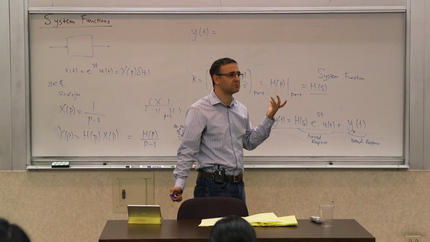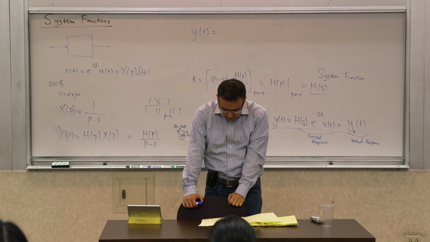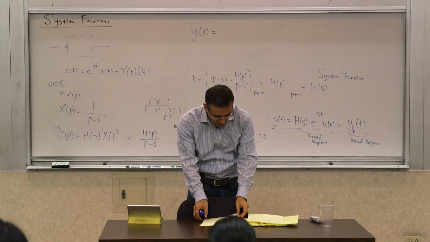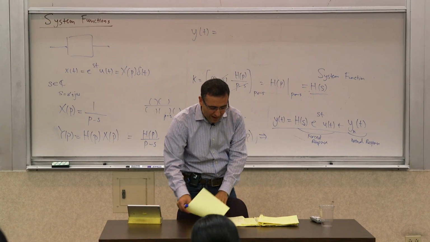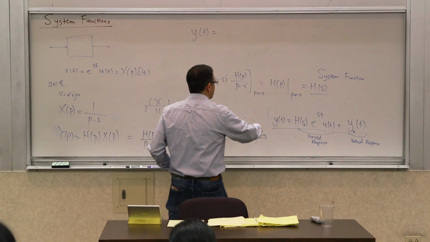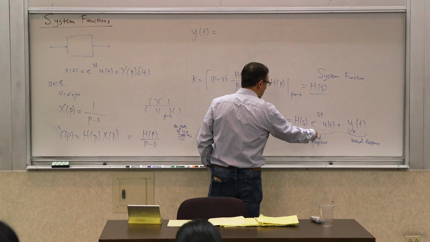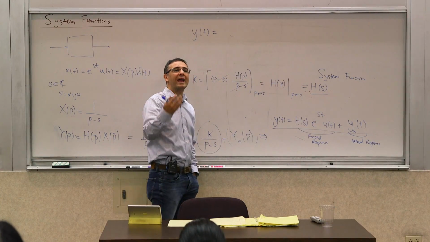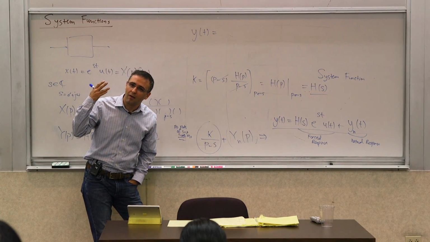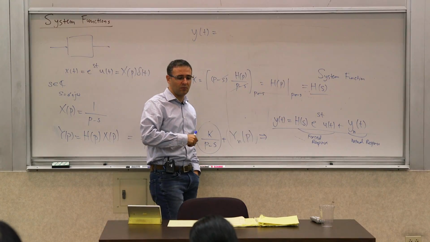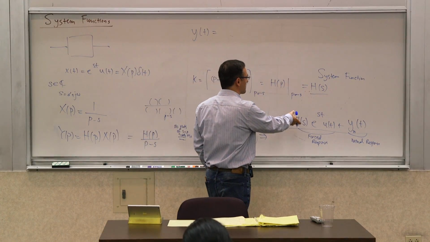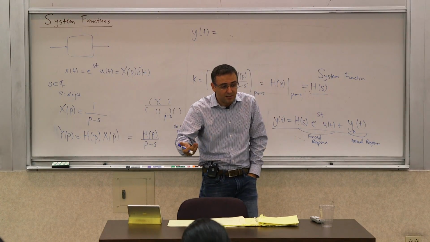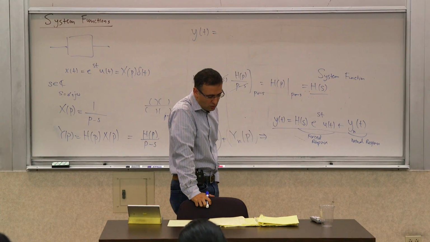So let me give you an example. The weighting of the forced response is really determined by the system function. The system function is the weight of the forced response. How much larger or smaller does it become? It depends on the system. So let's do an example.